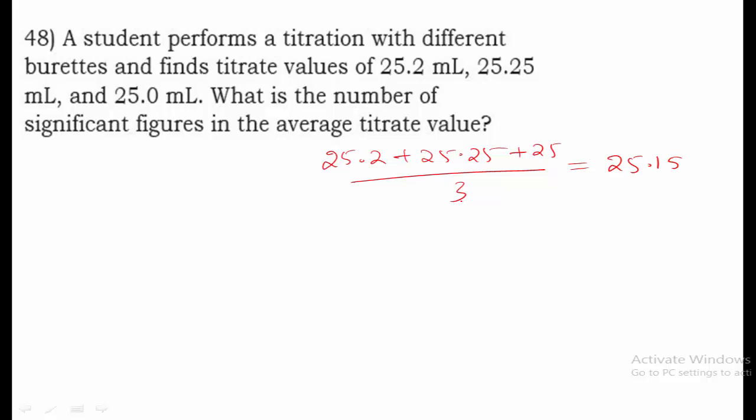But the number of significant figures cannot be greater than that in either of the values being manipulated. Hence here there are three significant figures in the average titrate value. So the significant figures in this will be 3.